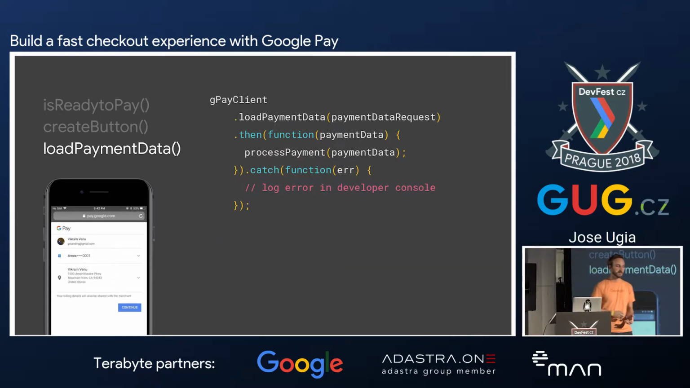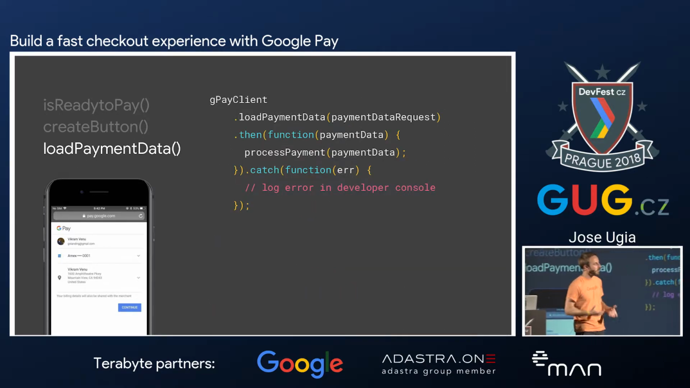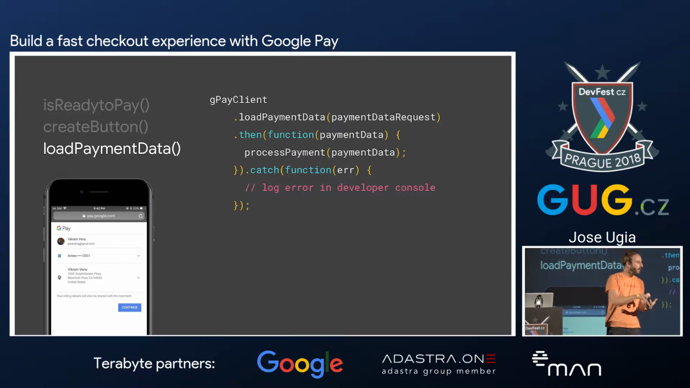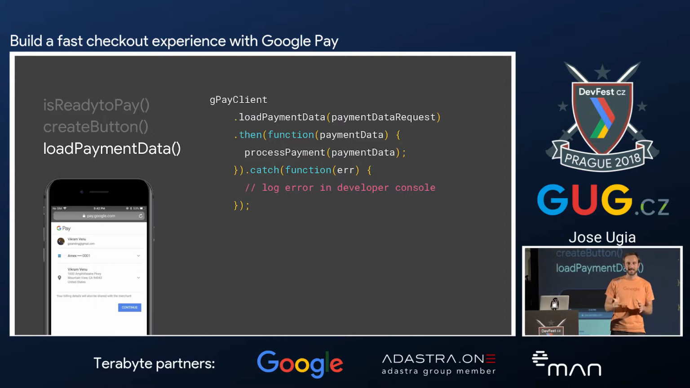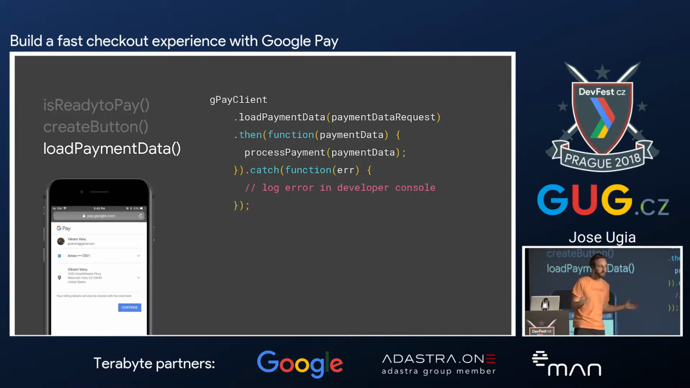And that's really all. With that information, you will call load payment data. That will open the payment sheet to the user, both on Android or the web. The user will select a payment method, and that will give you a response that you can see in there. Once the promise is resolved, the function payment data will hold the actual object containing the encrypted information selected by the user. And that's something that you have to send to your payment gateway. With that, you're good to go. You're done.